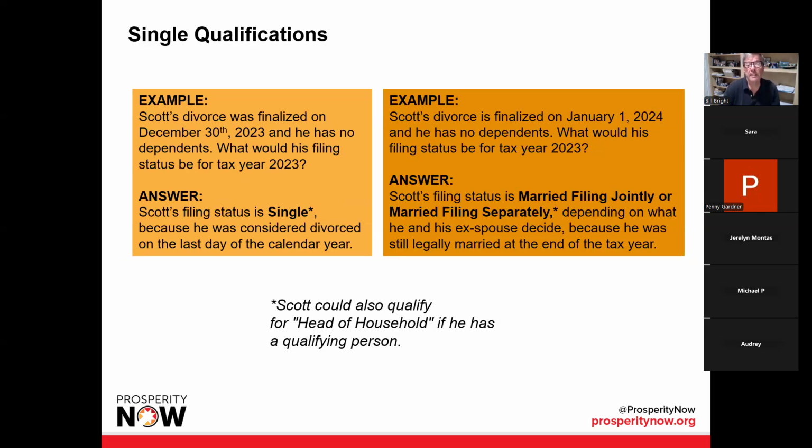So here's an example. Scott's divorce was finalized on December 30th, and he has no dependents. What would be his filing status for the tax year? Obviously, it was single, because on the last day of the year, he was no longer married. Now, if it was finalized in the first of the next year, and he has no dependents, what would be the filing status? Well, then he has a decision of married filing jointly or married filing separate. Again, if there's no children involved, we don't have to worry about head of household.